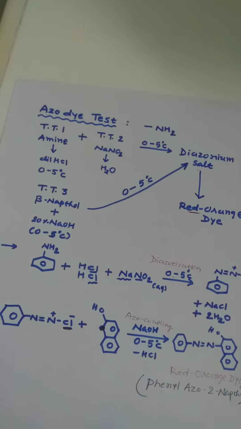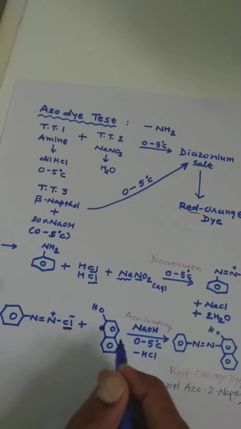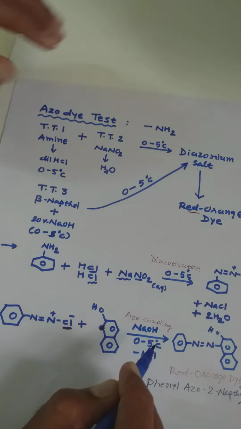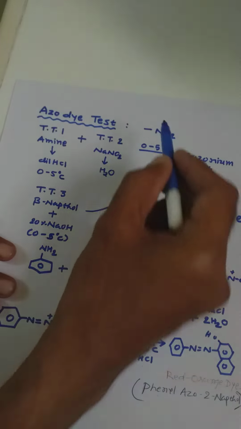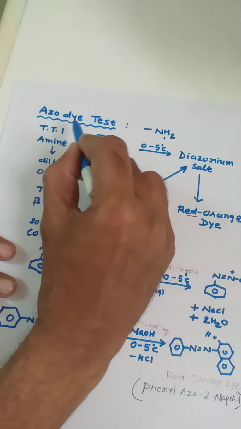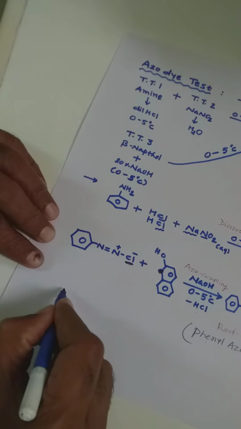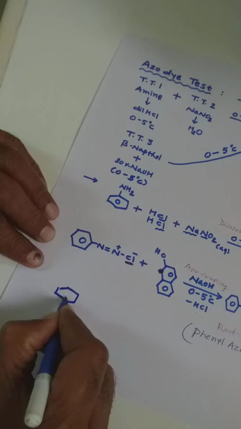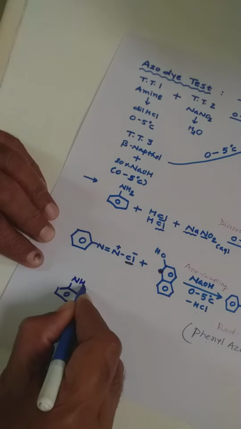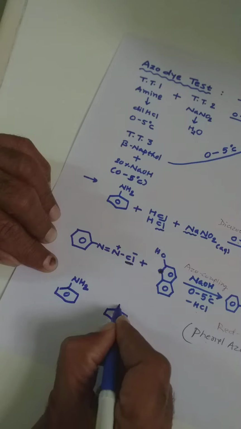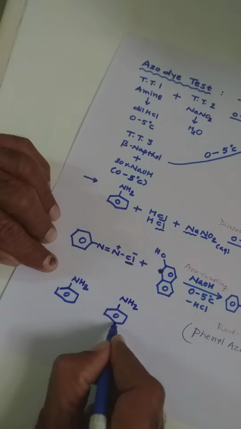Now some questions regarding the azo dye test. First question, which type of organic compound shows the azo dye test? Very simple. Primary aromatic amines show the azo dye test. Let us take examples of primary aromatic amines. For example aniline, right? It performs the azo dye test. Orthonitroaniline, metanitroaniline or paranitroaniline also show the azo dye test.